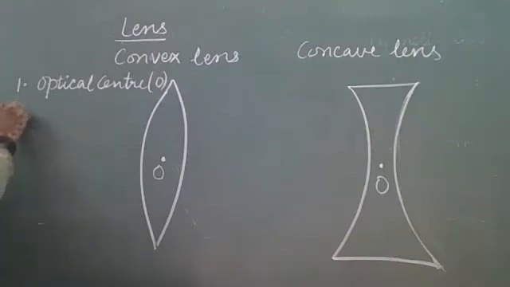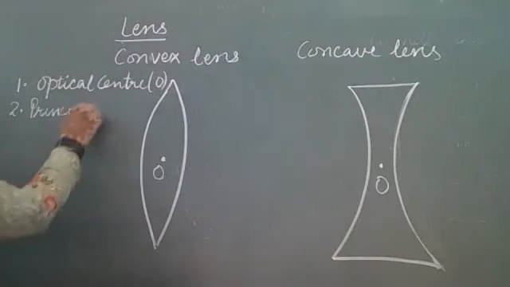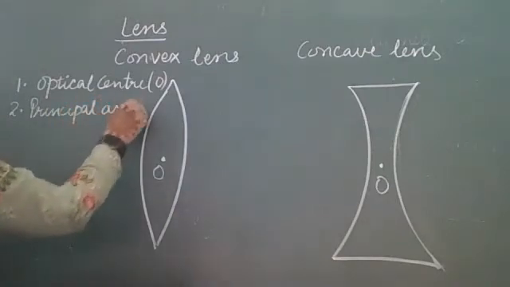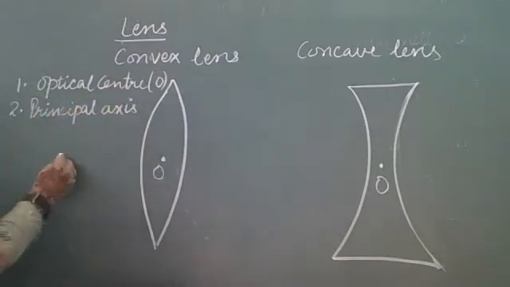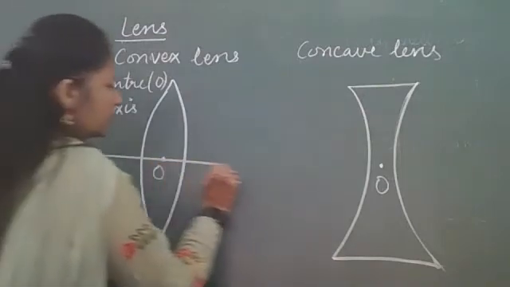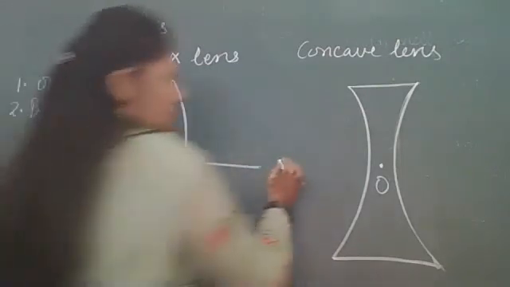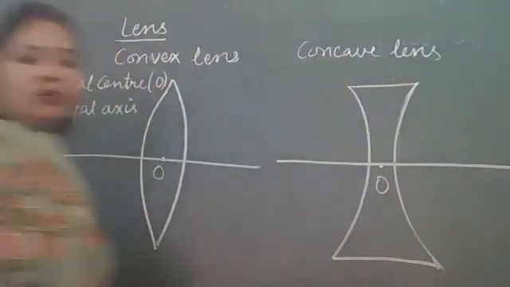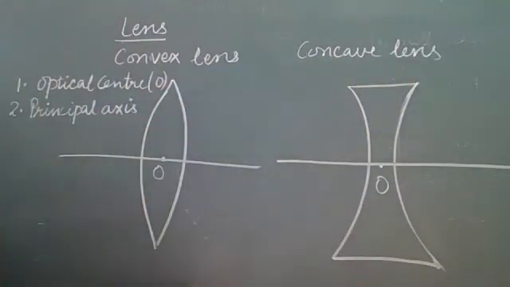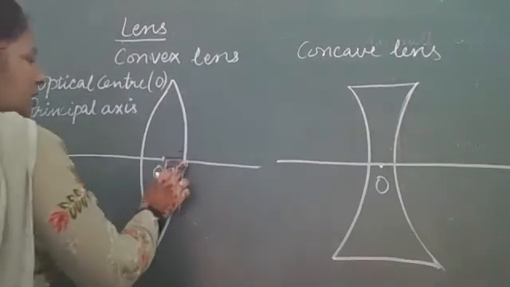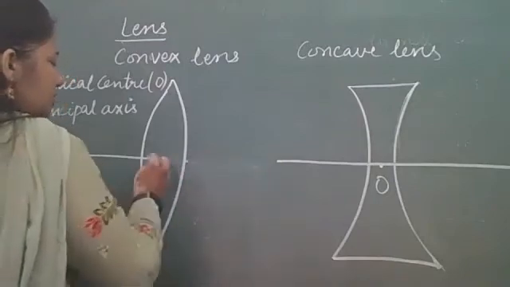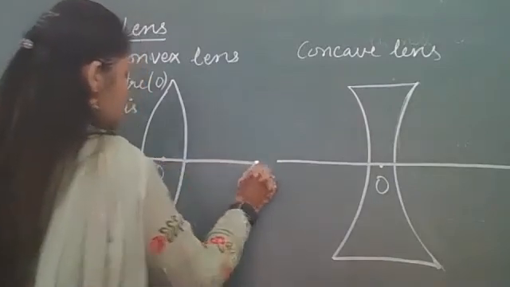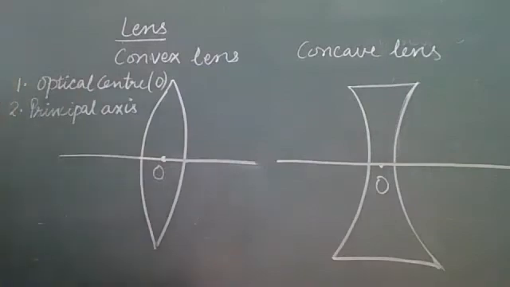Second term, principal axis. Principal axis, same way, a line passing through the optical center, that is called principal axis. This is the definition.